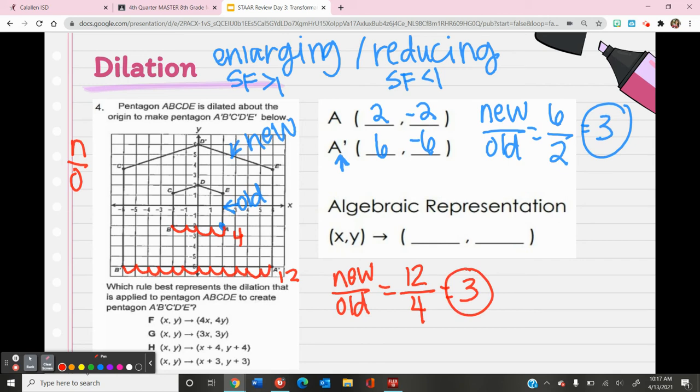So this means I am multiplying my x value by 3 and my y value by 3. So my new algebraic representation is (3x, 3y). All you're doing is putting your scale factor in front of x and y. That being said, our answer here will be G.